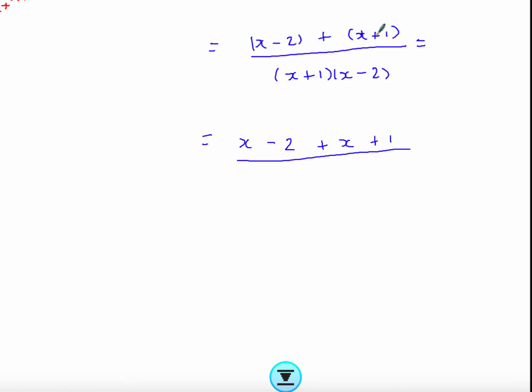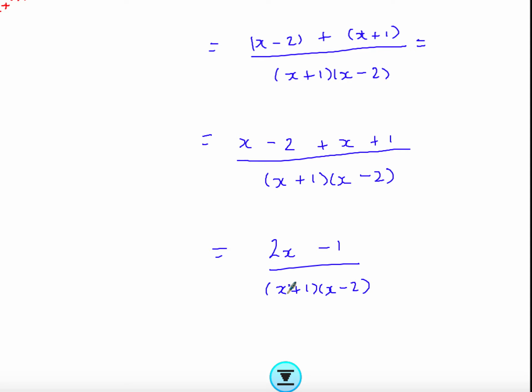So just be aware. That's why I put the brackets in there, just to make sure we do it. Now, I simplify, I collect the terms together, x plus x, that's 2x, minus 2 plus 1 will give me a minus 1, and that's just x plus 1, x minus 2.